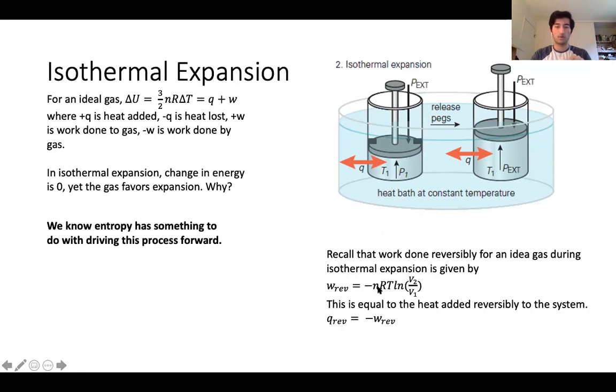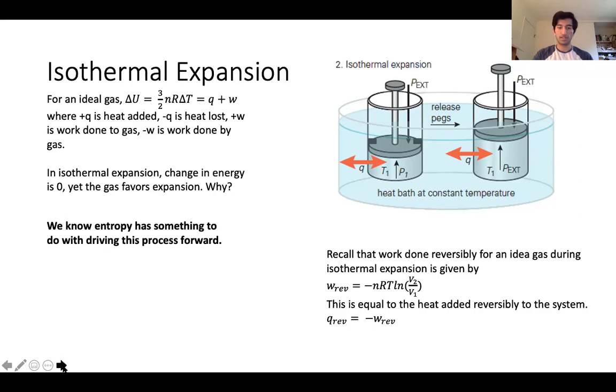In case you're wondering where this came from, recall that work is defined as P external times change in volume. Then if you apply the ideal gas law and substitute for P, you can rewrite P as nRT divided by V. If you take the integral of that from V1 to V2, you'll get this expression here. This should also be in your textbook and your notes, so you can refer to that if you're interested in the derivation.